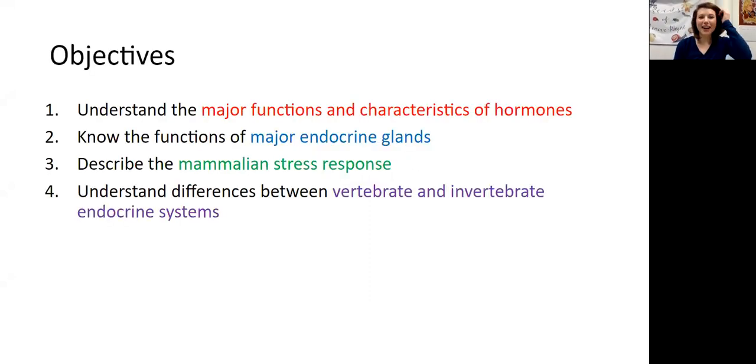So our goals today are to talk about major functions and characteristics of hormones that we find. We're going to be mostly talking about vertebrates with a little bit of inverts at the end. Talk about the major endocrine glands, the mammalian stress response, and again, a little bit of differences between our vertebrate and our invertebrate groups.